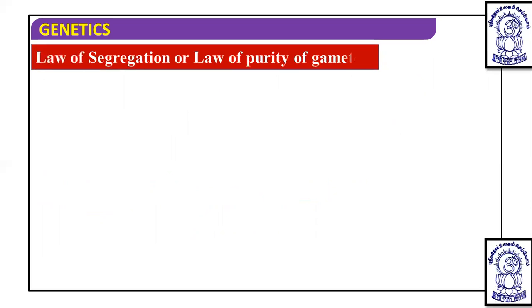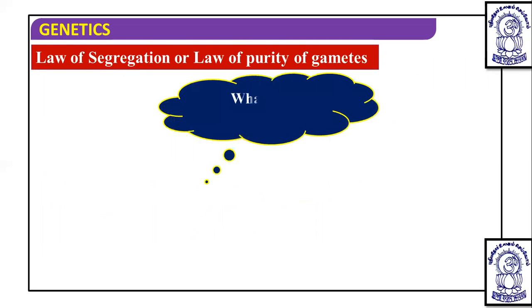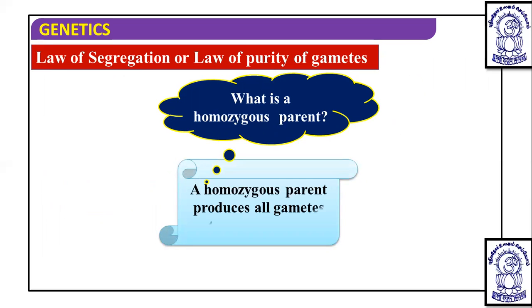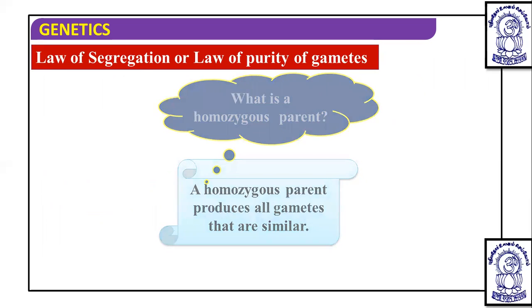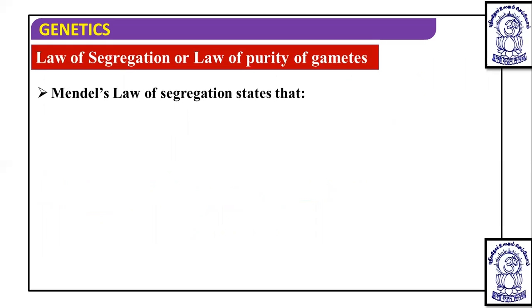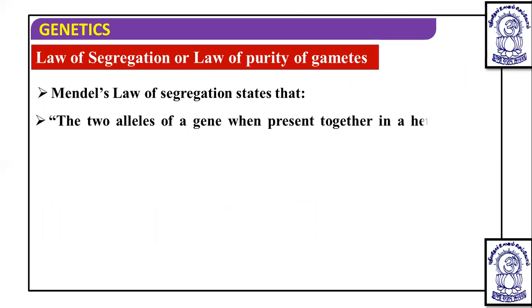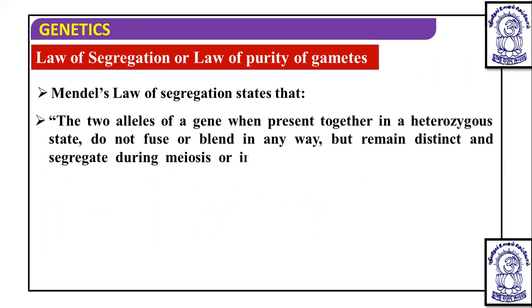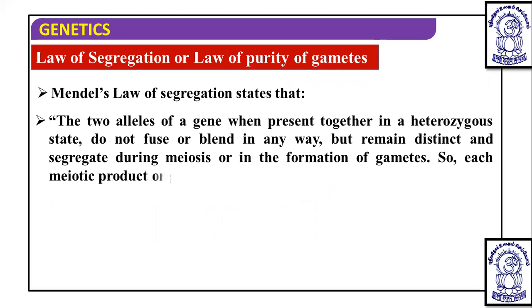Another law is the law of segregation or law of purity of gamete. What is a homozygous parent? We discussed already. A homozygous parent produces all gametes that are similar. So Mendel's law of segregation states that the two alleles of a gene, when present together in a heterozygous state, do not fuse or blend in any way, but remain distinct and segregate during meiosis, in the formation of gamete. So each meiotic product or gamete will carry only one of them.